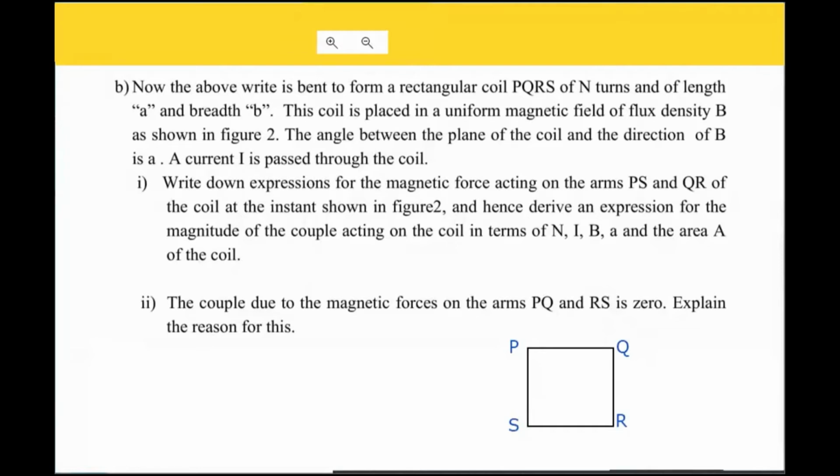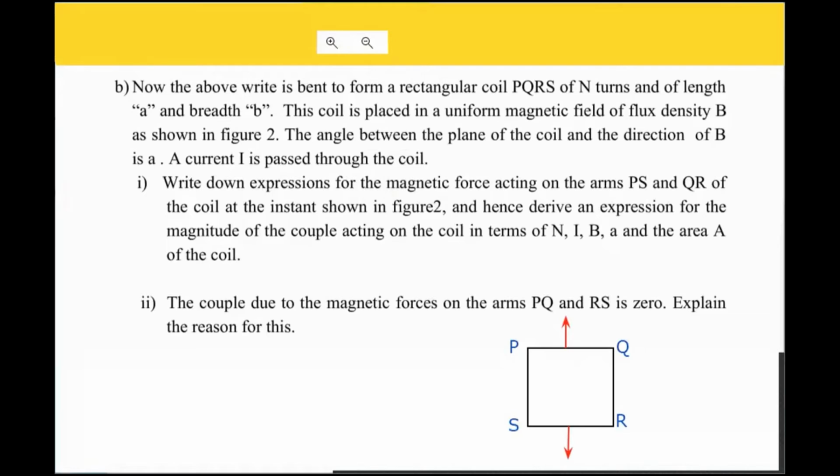You can apply Fleming's left-hand rule to the coil. Then you can find that the force on PQ is acting upward, and the force acting on SR is acting downward. These two forces are equal, but the problem is they are acting on the same straight line in opposite directions. So these two forces cancel out.